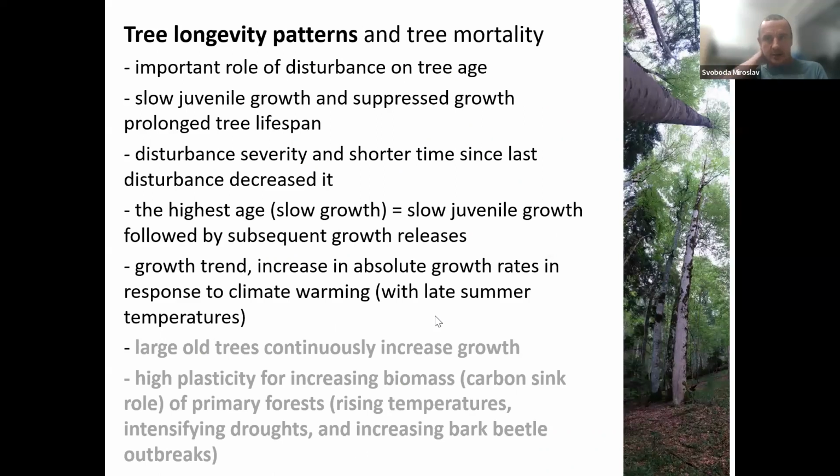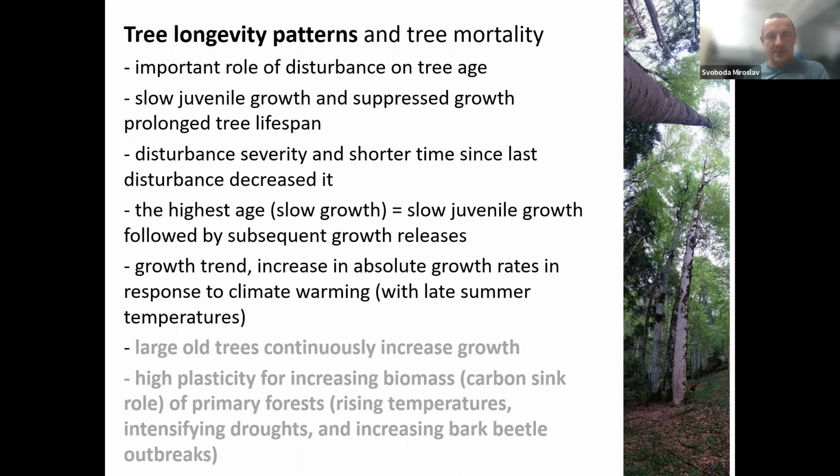So again, to summarize, disturbances have an important effect on tree age. Slow juvenile growth and suppressed growth are prolonging the tree lifespan, and disturbance severity and shorter time since the last disturbance are decreasing it. The highest age means basically slow juvenile growth followed by the subsequent growth release. And these two conclusions, which are in gray, are valid only for the spruce mountain forest, because, as I said, we didn't publish yet, and we didn't finalize the analysis with Fagus sylvatica.